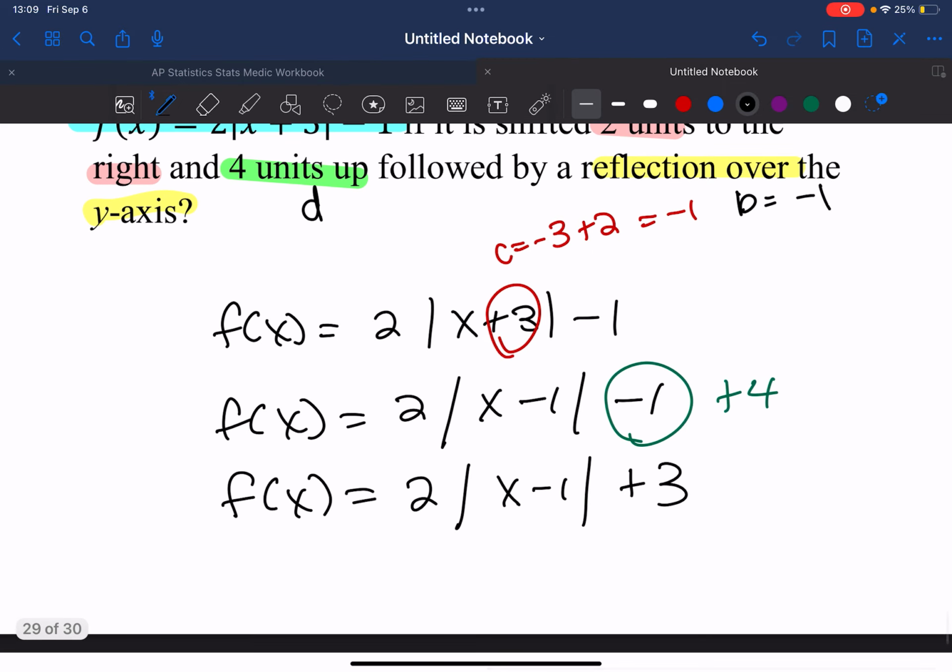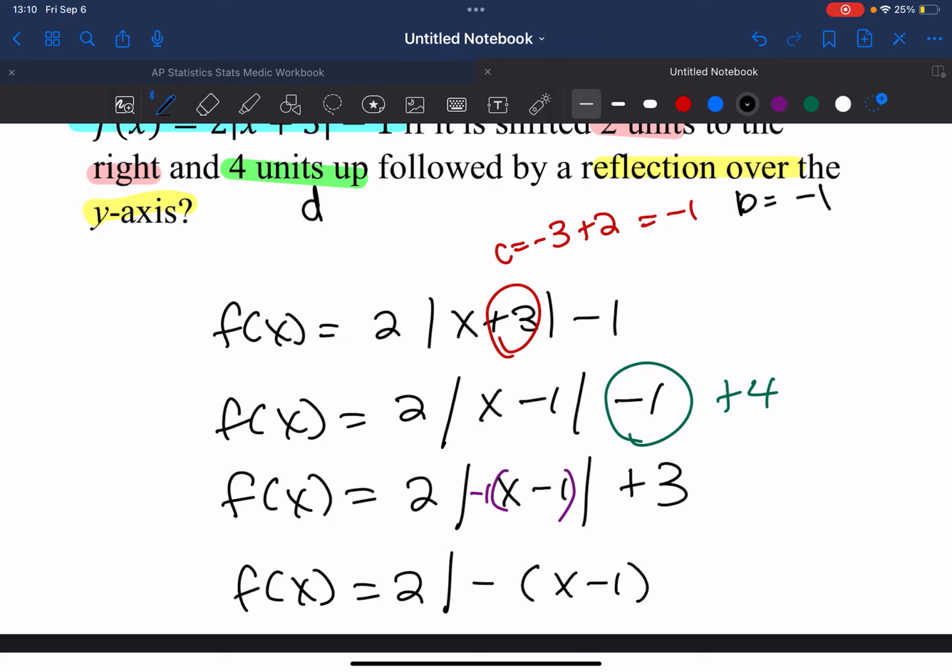And then last thing I need to do is reflect over the y-axis, which means my b value is negative 1. So I'm just putting a negative 1 in front of here and putting some parentheses around what I already have. So my answer is f of x is equal to 2|-(x - 1)| + 3.